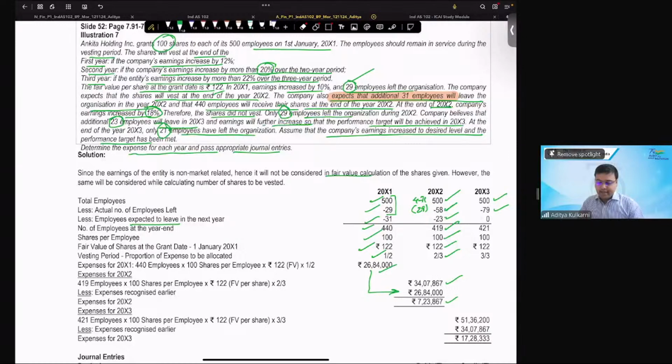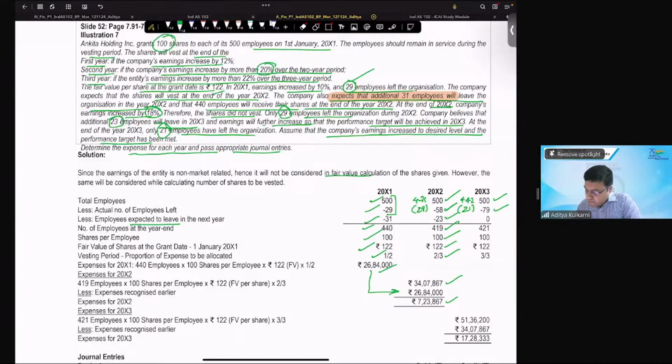You can take it as 442 minus 21. You can do it this way also. The answer will be the same. Anything is acceptable. Okay, I'm fine.